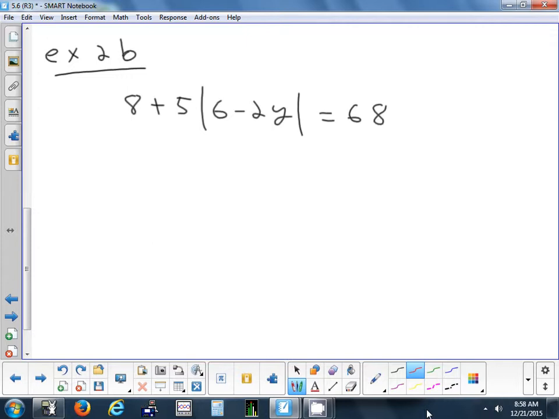Samantha, because we have 2 numbers on the outside, how many steps do you think we're going to have to get the absolute value by itself? 2. What did Mr. Hager say the trick was when you have 2 things outside of the absolute value? Which things should you move first? Do you remember what he said? Or the thing that's furthest away from the absolute value. All right? So what's the thing that's furthest away from the absolute value, Samantha? The 8, right?